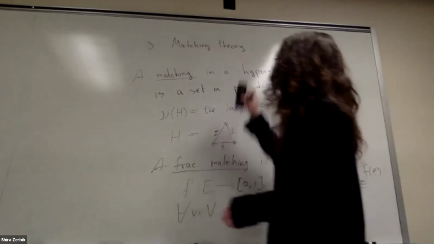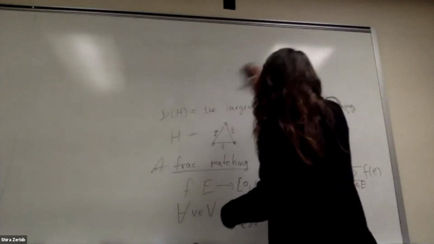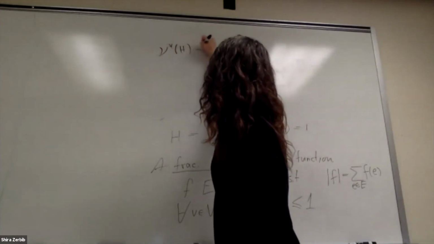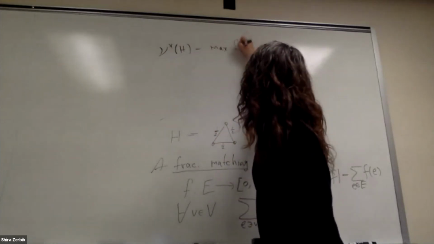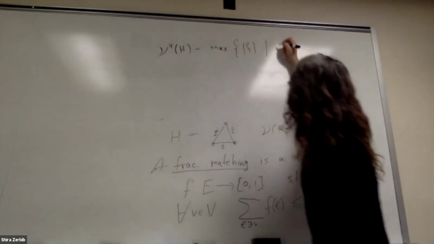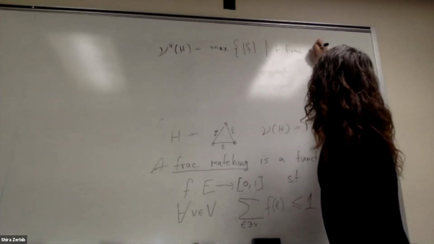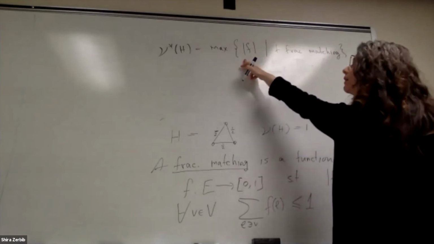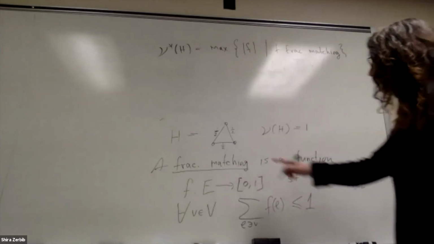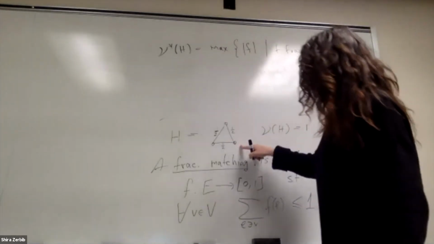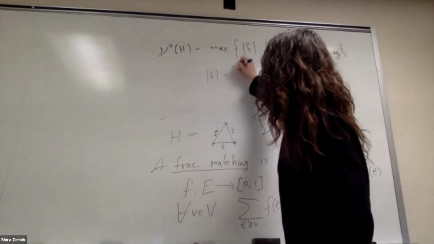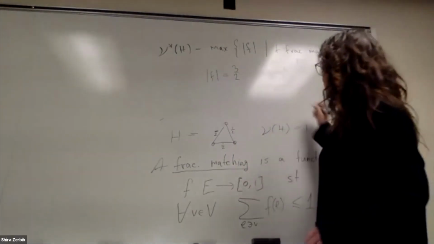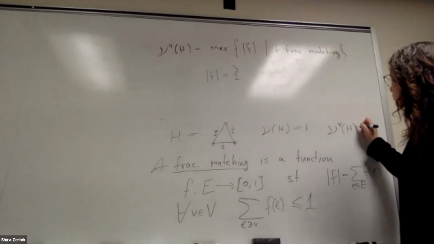And the fractional matching number is the maximum over all fractional matchings of the size of the fractional matching. So here, in this case, the size is 3/2, and this is the best possible. So we can show that nu star of H is 3/2.